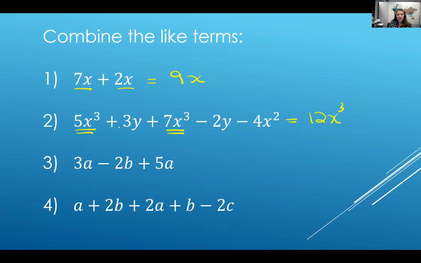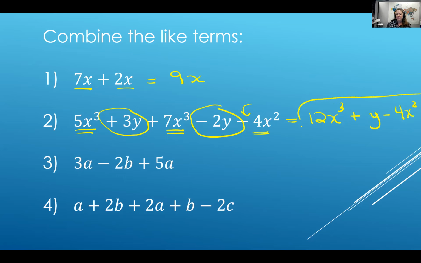And now we're going to have 3y combined with negative or minus 2y. So 3 yo-yos subtract 2 yo-yos is positive 1 yo-yo. And if that coefficient is a 1, you don't need it because 1 times y is y. So you can drop the 1. If the coefficient is a 1, you can drop it. And then this term sits by itself. Make sure you bring over that sign that sits in front of it. So I'm going to write minus 4x squared. So that's the final answer. There's nothing more we can do with that expression.